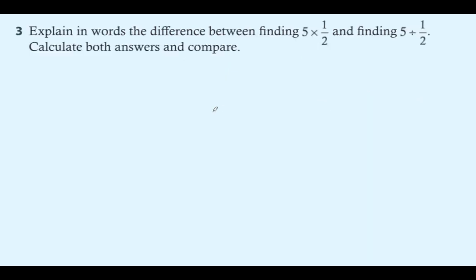Moving to question number 3, explain in words the difference between 5 times half and 5 divided by half. So 5 times half is basically, we have halves 5 times, 1 2 3 4 and 5, so this becomes 5 over 2. And 5 divided by half means, how many halves are required to make a 5? Just like 2 halves are required to make 1, so we can say 10 halves are required to make 5.